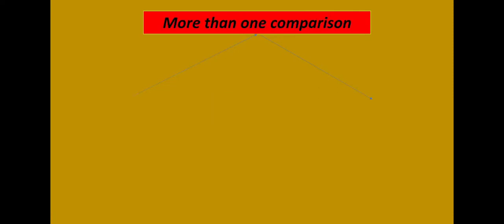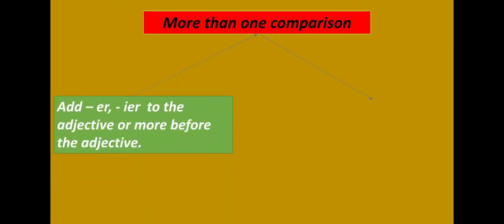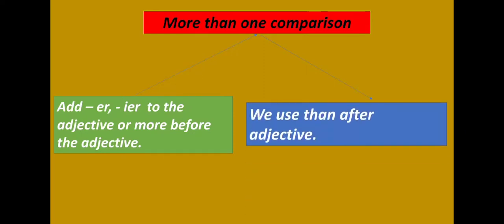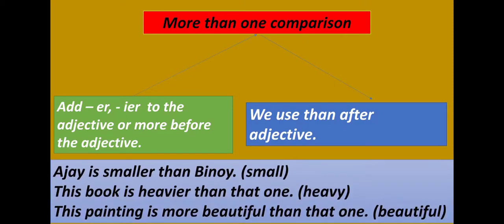Now, let's see how we are going to write the adjectives for more than one comparison. We will have to add er, ier to the adjective, and for some words we need to add more before the adjective. We use than after the adjective. Now let's look at the following examples.